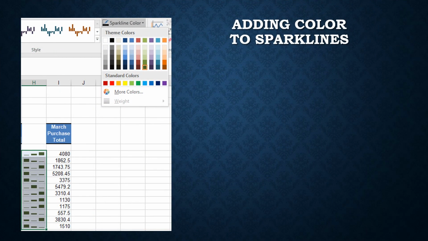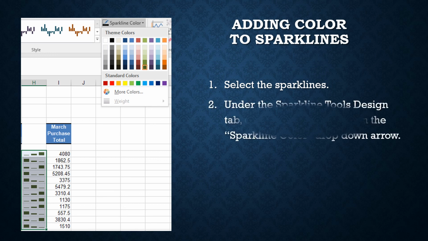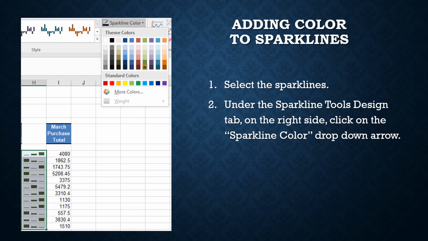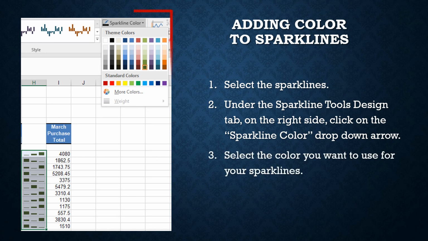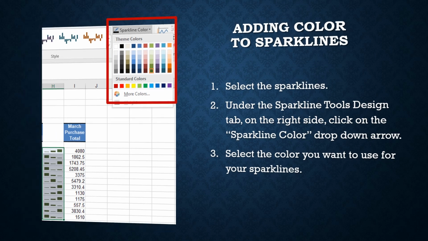Adding color to spark lines. You can change the color of your spark lines. To do this, you select the spark lines. Under the Sparkline Tools Design tab on the right side, click on the Sparkline Color drop-down arrow. You will be given a variety of choices for colors that you want to use for your spark lines.